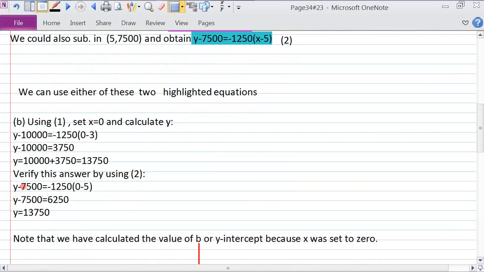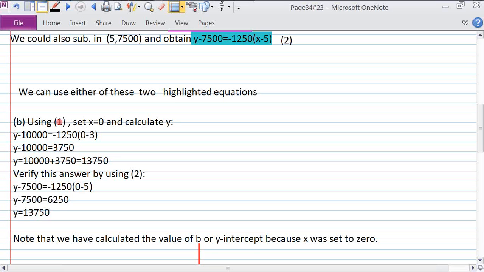we get Y minus 7,500. Here's the equation: minus 1250 times 0 minus 5. The minus 1250 times the minus 5 gives us plus 6,250. We still have the Y minus 7,500. We transpose the minus 7,500 to the right side, add it to the 6,250, and we get 13,750. The same thing that we got using equation 1.